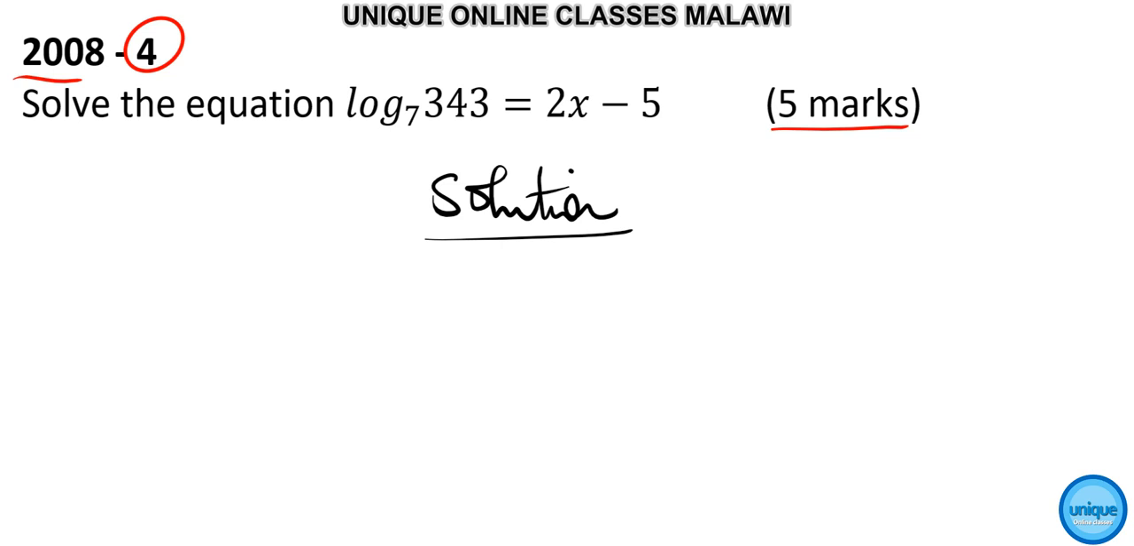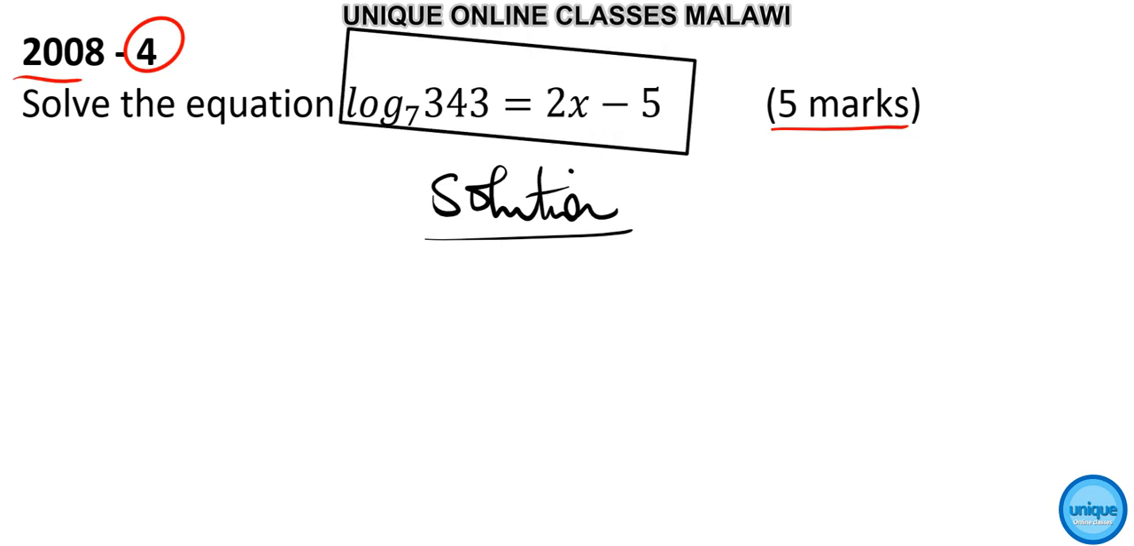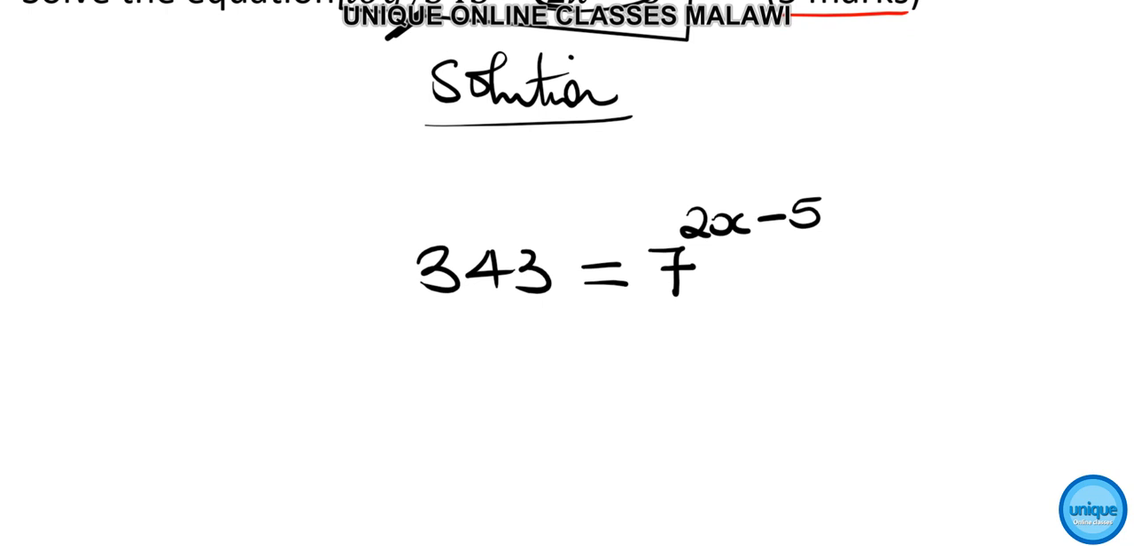What we need to do is change this equation into an exponential equation. So for that to be an exponential equation, we have 343 is equal to our base, that's 7, which will be raised to the whole of 2x minus 5. And the next step, we need to express this one in base 7.